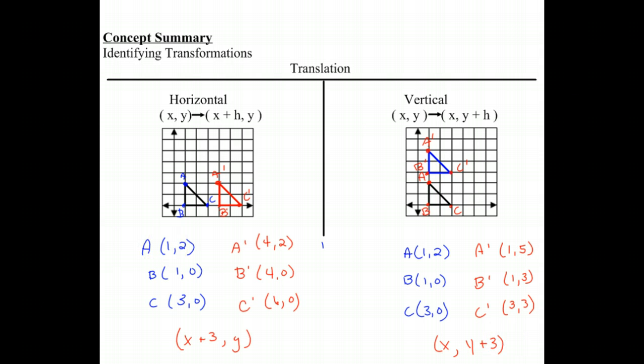There are two more types of transformations that we're going to talk about on the next slide.